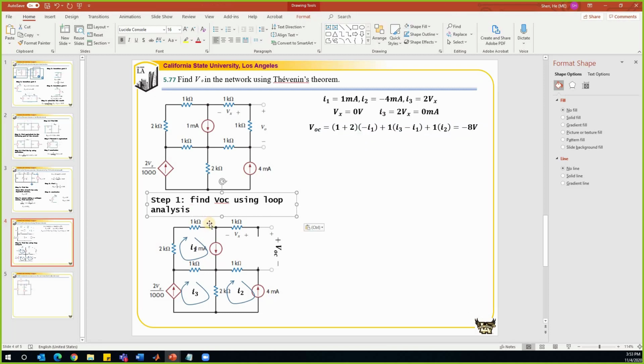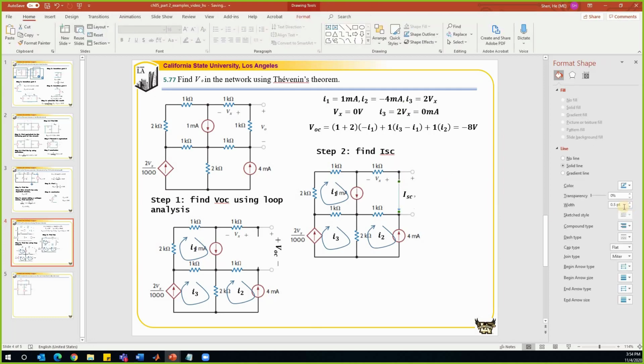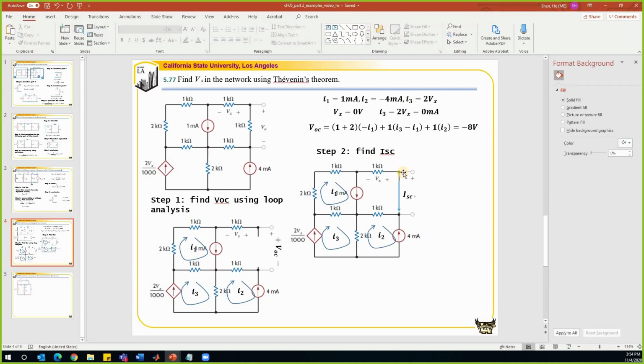Second step, we need to find the short circuit current, ISC. How do you find ISC? Which method do you want to use to find the current in this branch? You will do loop analysis. We know the current here, we know the current here, but at the same time there is a shared current source. It means we need to use either the general loop method or the super mesh method to solve the relationship between these two, right? Looks like it's not easy.